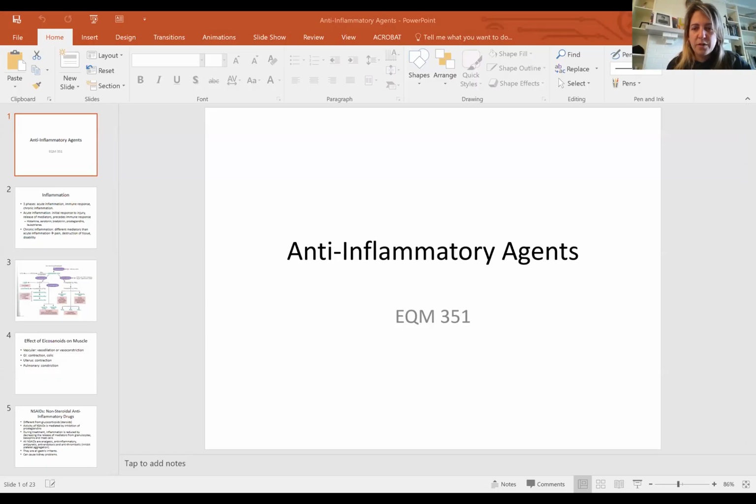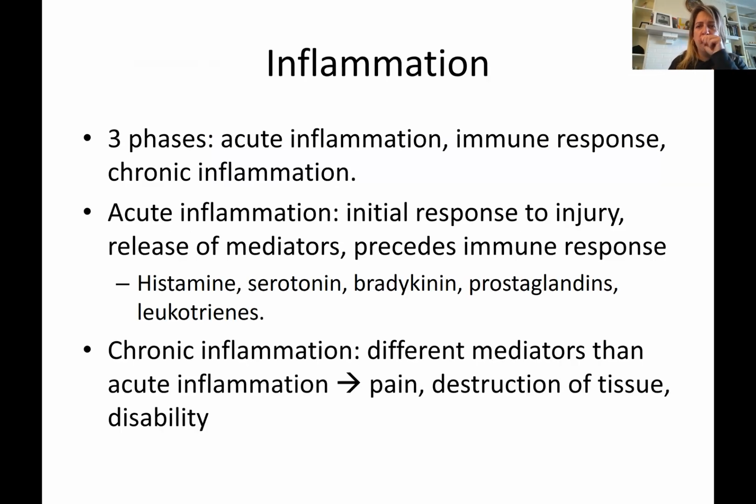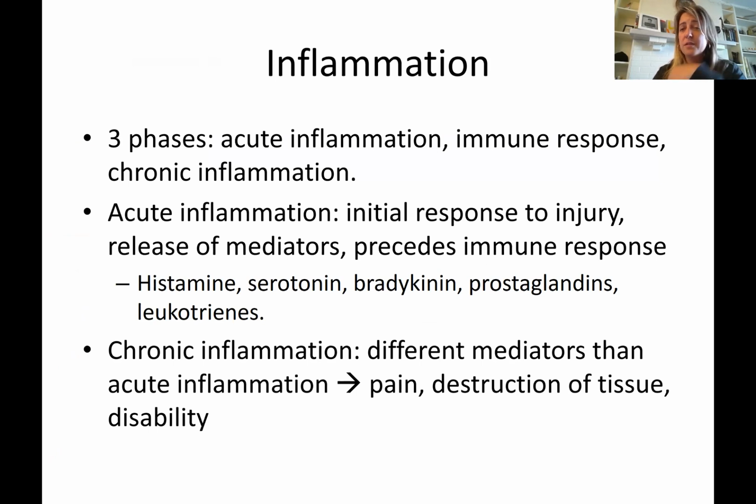So anti-inflammatory agents, as we have talked about how inflammation works. Inflammation is part of the immune system. The immune system is going to use inflammation, the inflammatory response, to mount an immune response against any invading pathogen. There are three phases of inflammation: the acute inflammation, the immune response, and sometimes we're going to have chronic inflammation continuing on. Different types of cytokines are going to be utilized.